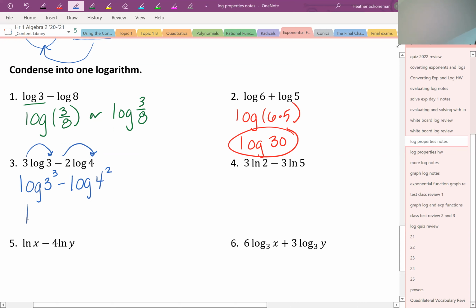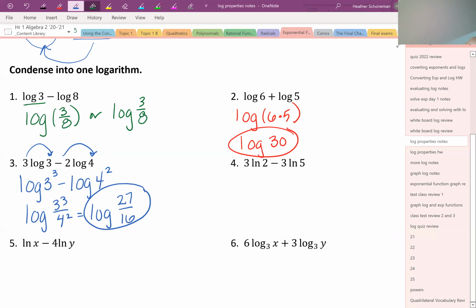Because it's minus, I need to combine it as subtraction, or excuse me, as division. So I have log 3 cubed over 4 squared. I can simplify that, and for these you should. So 3 cubed is 27, and 4 squared is 16.